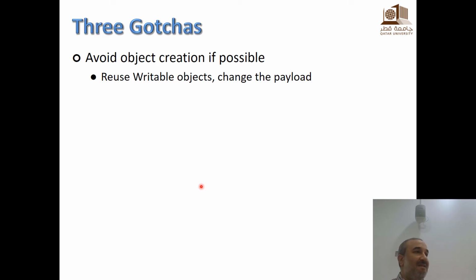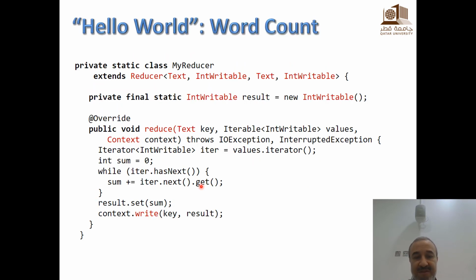It's a big overhead. Okay, so and remember, let's go back to this just to show you an example. What if I created that object within the reduce function? So it's not static.